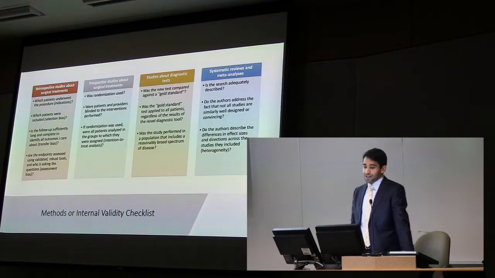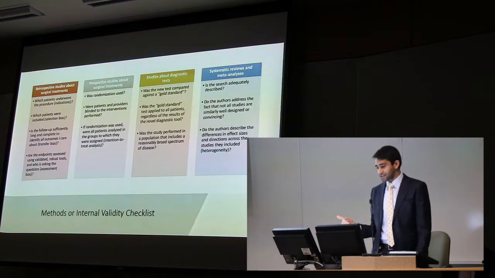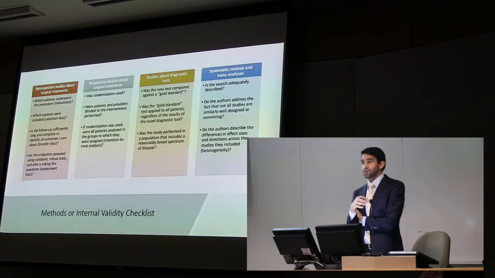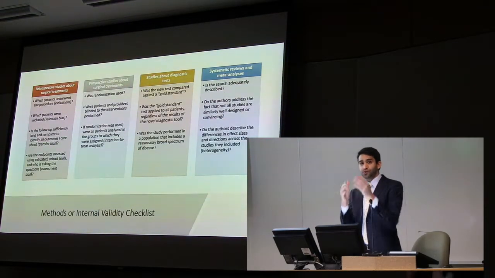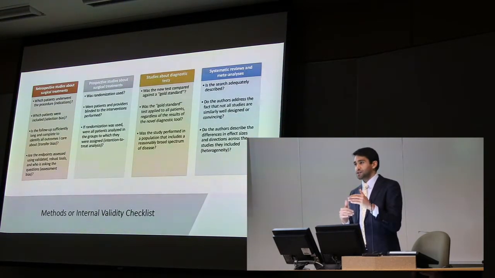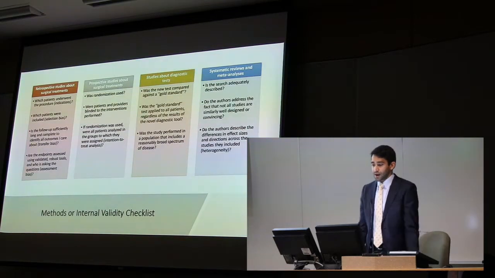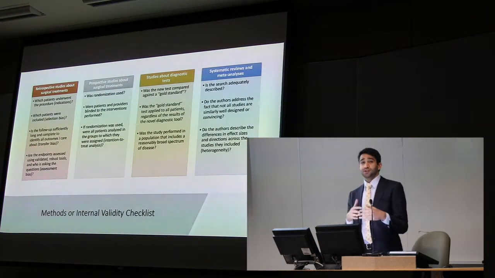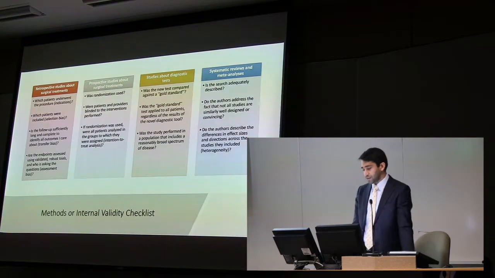And then the last one is systematic reviews or meta-analyses. And you want to know whether they've described their search criteria adequately. So if you read those, could you apply the same search criteria and get the same results? Do the authors address when not all studies are of the same quality or similarly convincing? And what happens if you're including studies with different effect sizes or if they point in different directions?